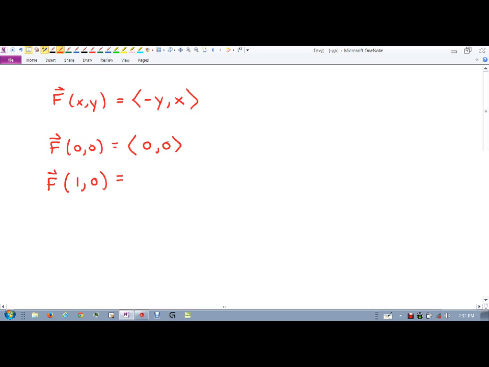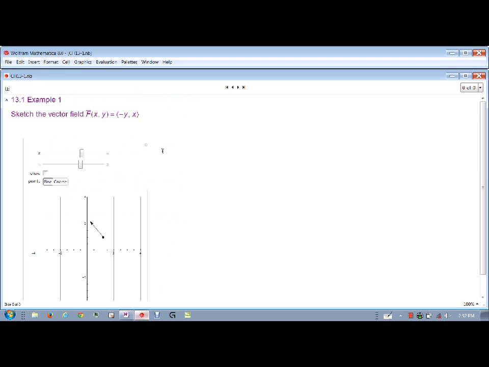If I say, okay, move out the x-axis 1 unit to the right, what's the vector at that point? Well, it's negative y, which would be negative 0, and then x, which is 1. And then if I go out 2 to the right and don't go up and down, I have a vector that's 0, 2? Both of these vectors point which way? Straight up, right?